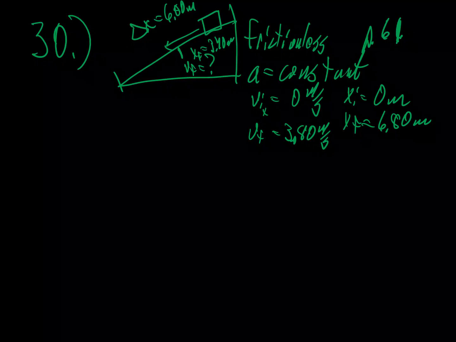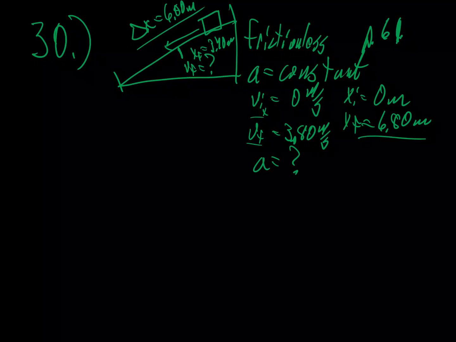Okay. Well, how in the world are we going to find that? Well, let's see. We don't have acceleration. It says it's constant, but we don't know what it is, do we? But we do have a final velocity. We have an initial velocity. Notice this. We have a displacement right there. We have delta x, 6.8 meters.